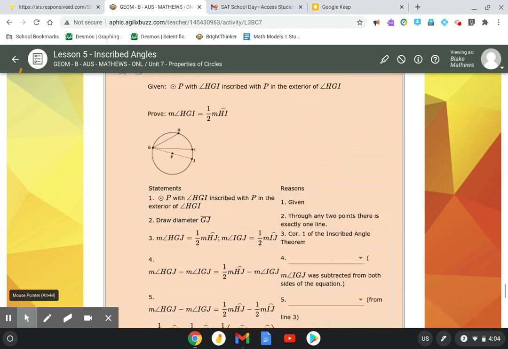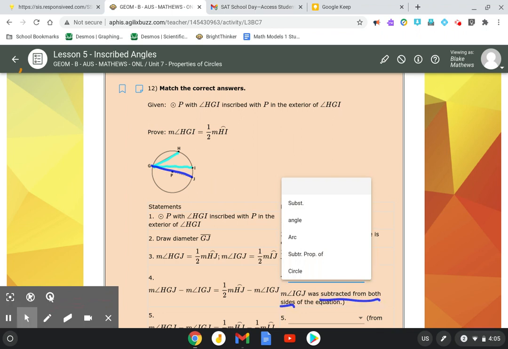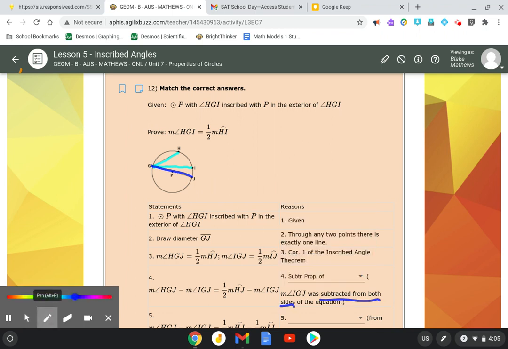Jeez. All right. Given circle P with HGI inscribed. Okay, that's this one right here. Draw diameter GJ. So let's add that in. Then they've said that HGJ is equal to half of HJ and IGJ is half of IJ. Then they've done some subtraction from both sides. That means we're using the subtraction property of equality. Again, there should be an equal sign in that statement there.